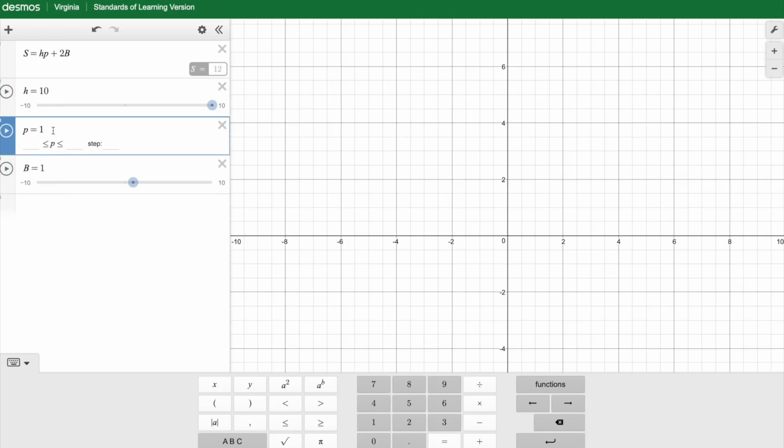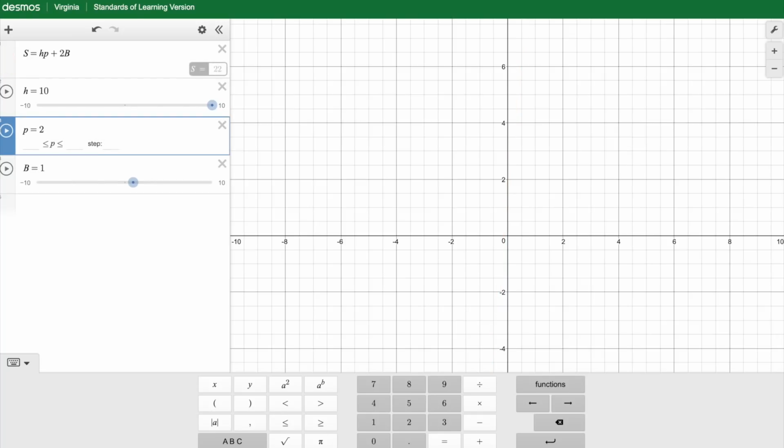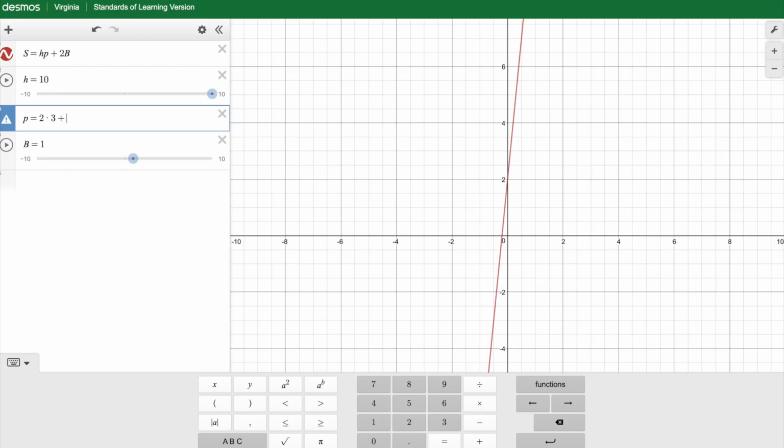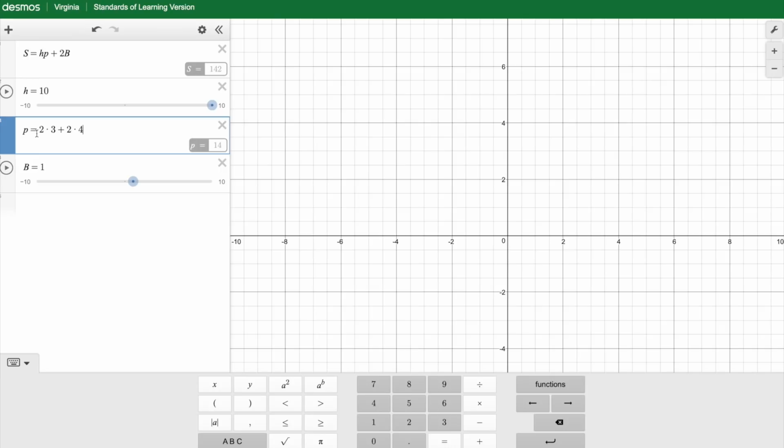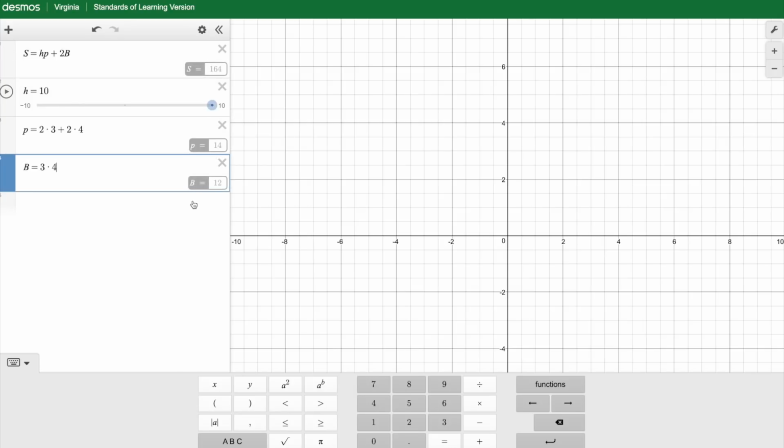The perimeter of the base. As I recall, it was a 4 by 3 rectangle, so perimeter is 2 times length plus 2 times width. I'm going to just type in 2 times 3 plus 2 times 4, and let the calculator actually do that calculation. It's telling me that the perimeter is 14. And then the uppercase B is the area of the base. Since it's a rectangle, it's length times width, which is 3 times 4, which is 12. And then if you look up at the original formula that we had there, S equals HP plus 2B, it put it together for us.